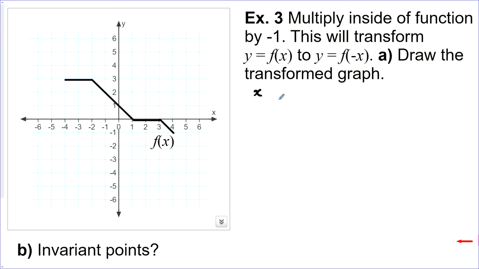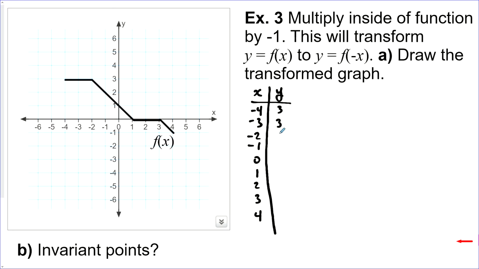So let's try that. We've got x and y, and let's go from -4 to +4. So we'll write down all the points we have. -4 is 3, -3 is also 3, and -2 is 2, 1, 0, 0, 0, -1. Okay, now let's actually put in our negative for our new x, y.